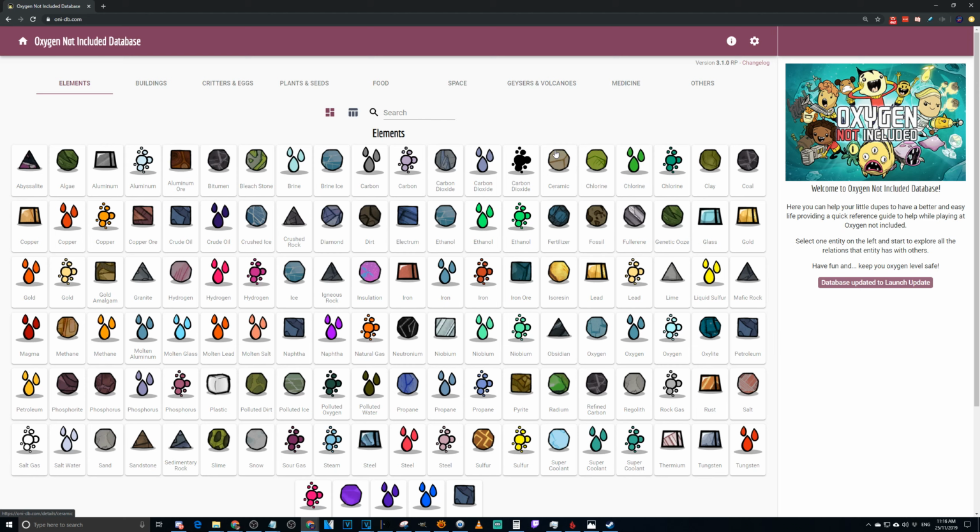And this is really all what the Oxygen Not Included database is. It's a quick reference. I actually use it really regularly just to look things up rather than booting up the game. You know, what is the specific heat capacity of aluminium ore compared to aluminium itself? I can, on two separate tabs, look up these sorts of things and quickly have a reference between the two of them.